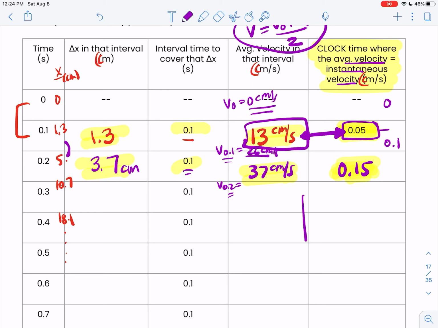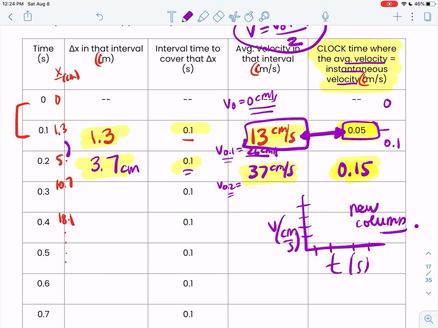The next thing you're going to do is go back to Pivot, centimeters per second now. You're going to make a graph now with new times and new velocities. You just need to make a new column. I think you can figure that out. So there you go.